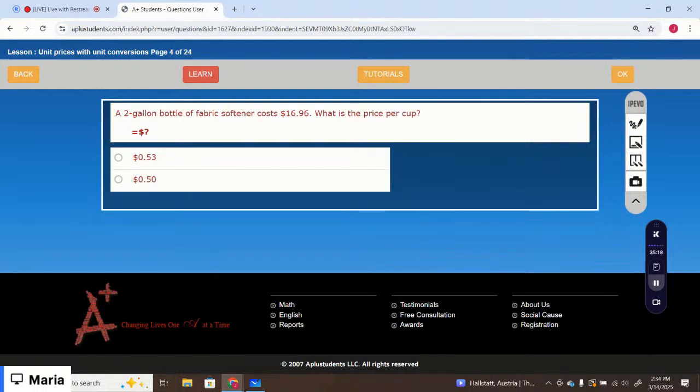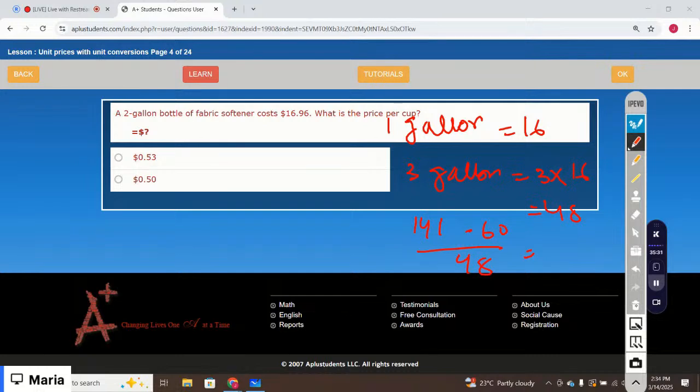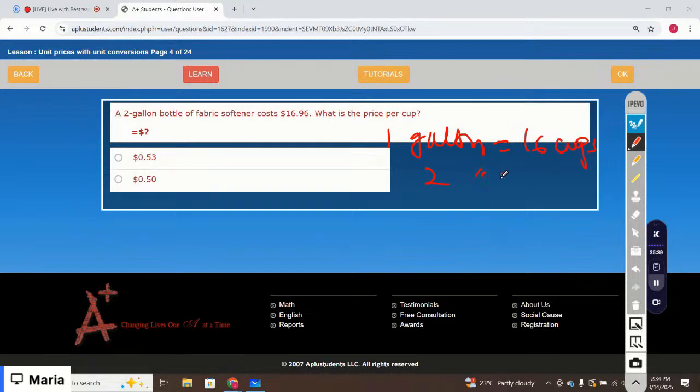A 2-gallon bottle of fabric softener costs $16.96. What is the price per cup? We know that in 1 gallon we have 16 cups. So 2 gallons equal 2 times 16, that is 32 cups. So let's divide 16.96 by 32.